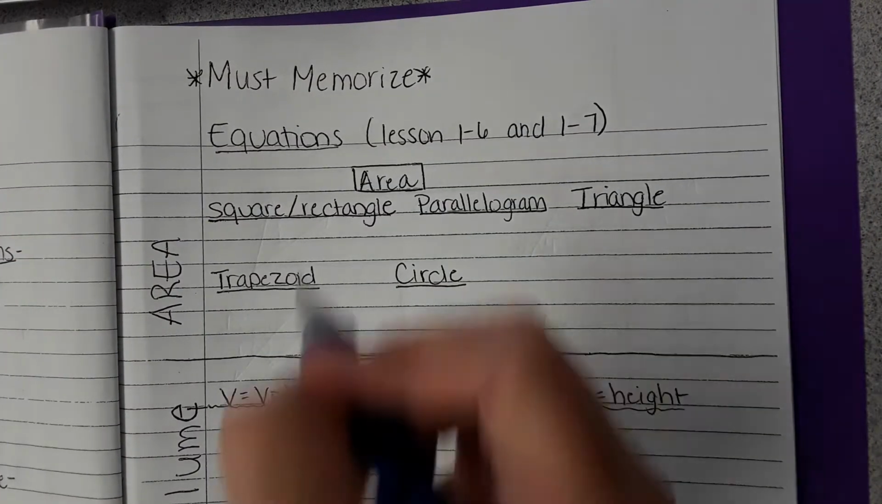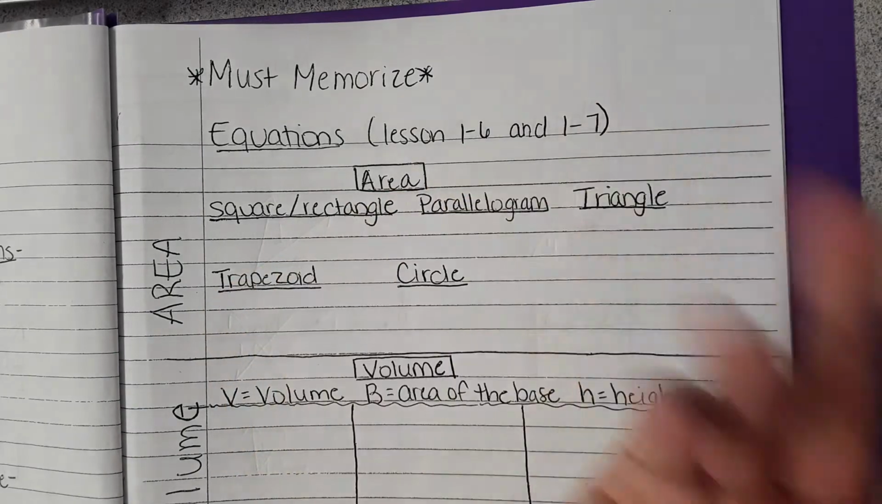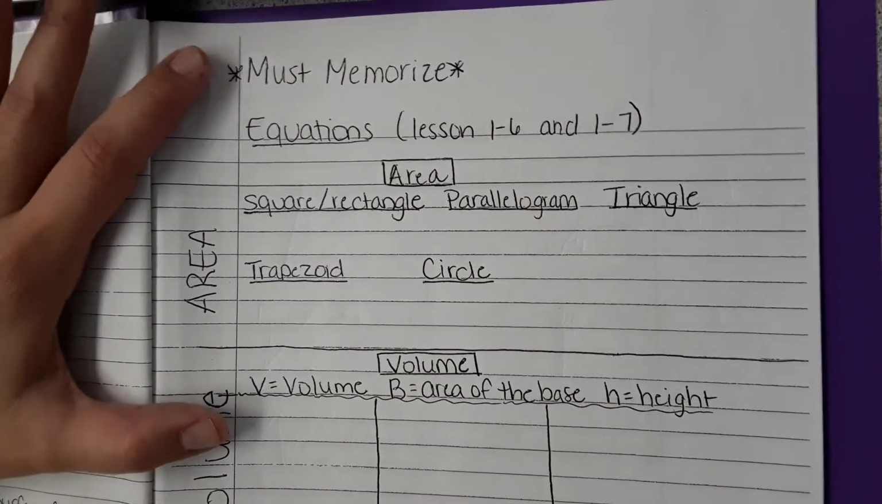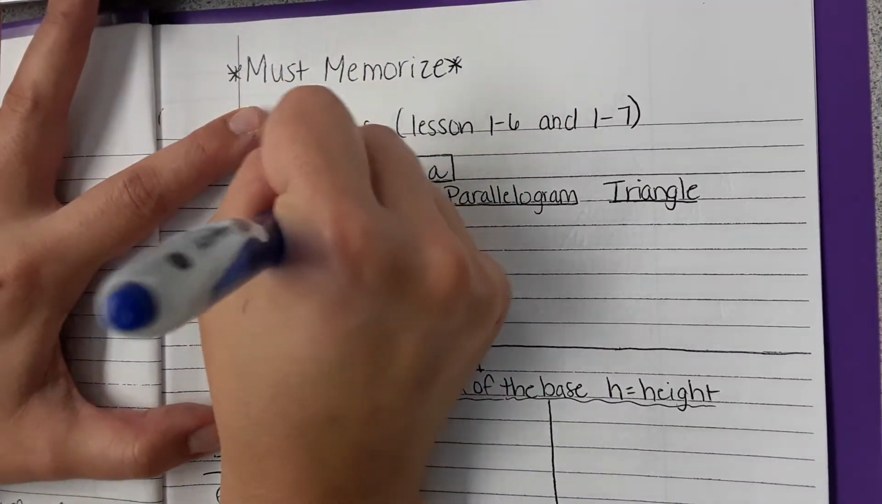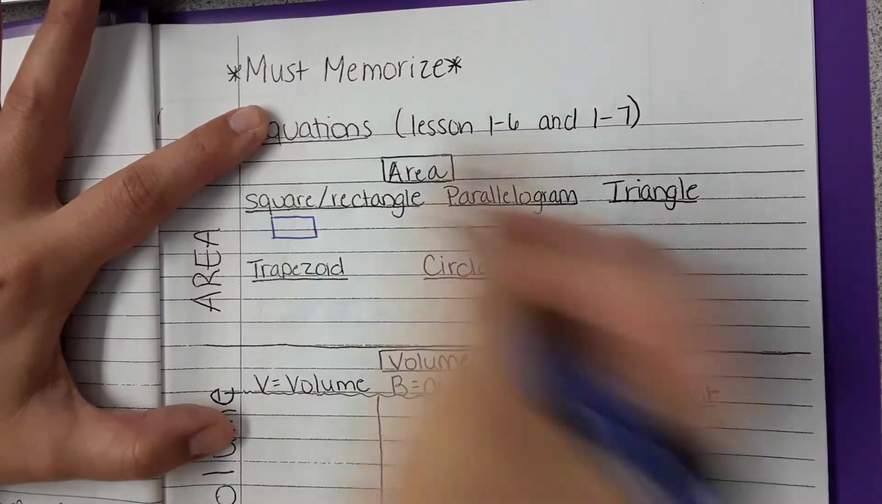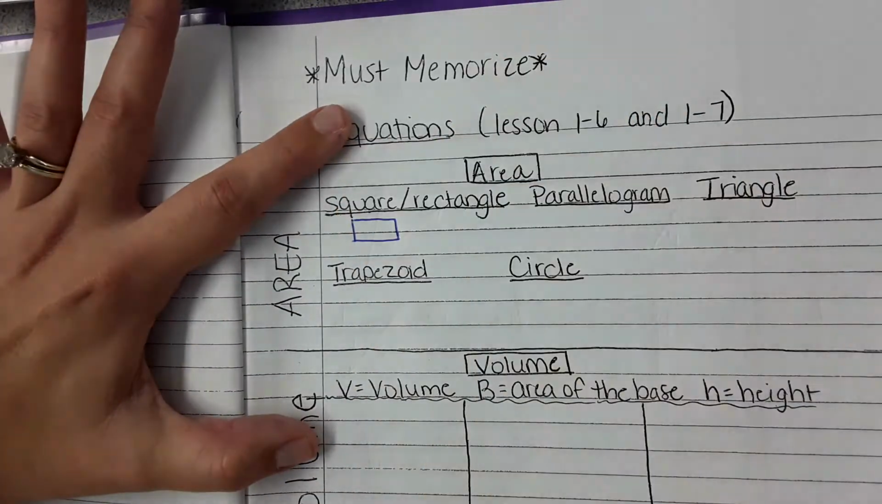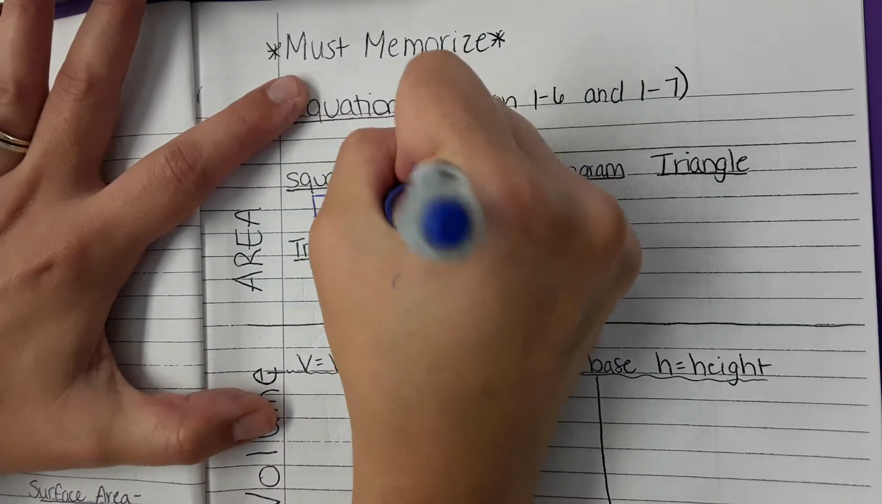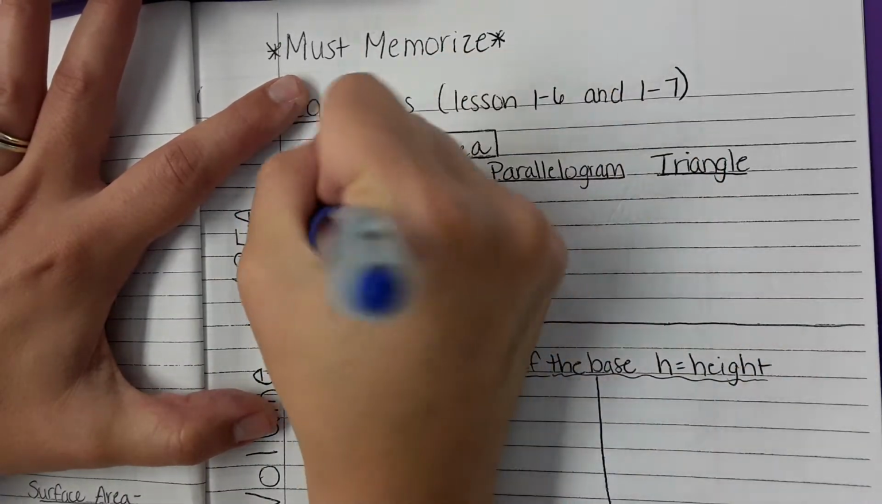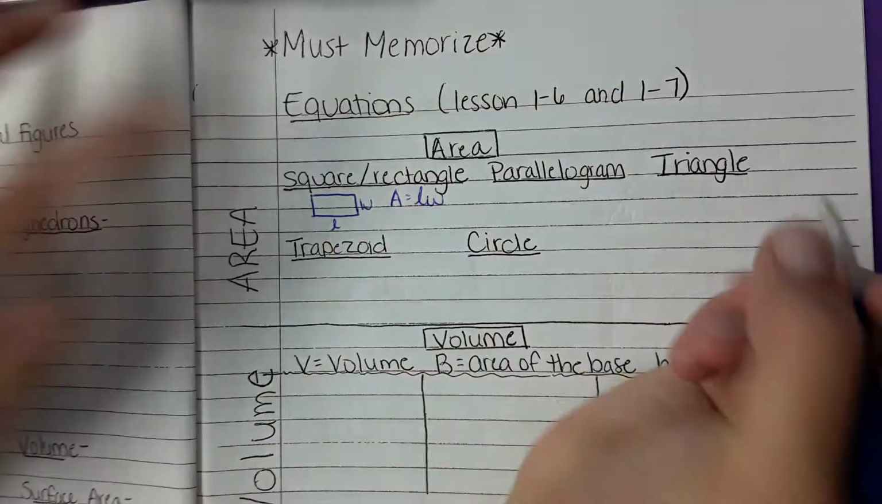So first, starting off with area of a square or rectangle, you can actually use the same equation for both. As you know, this is a rectangle. The area of a rectangle is length times width, this being the length and this being the width.